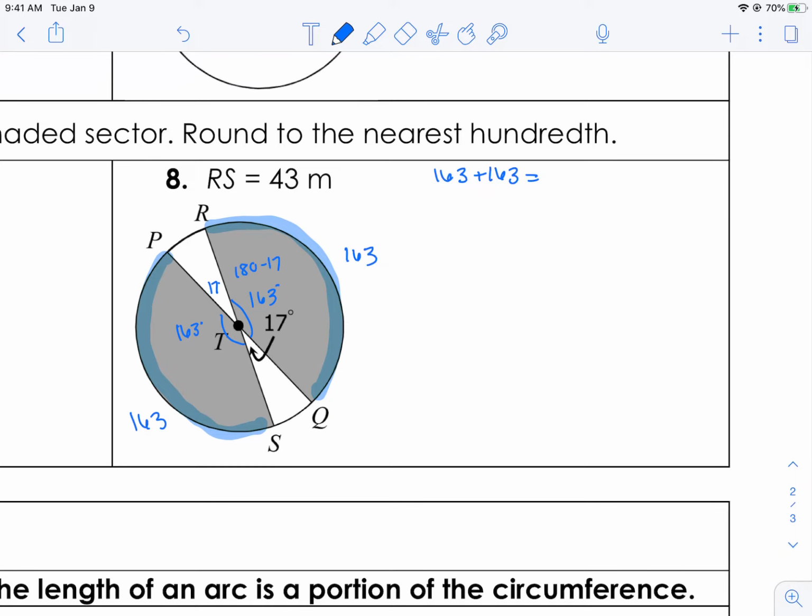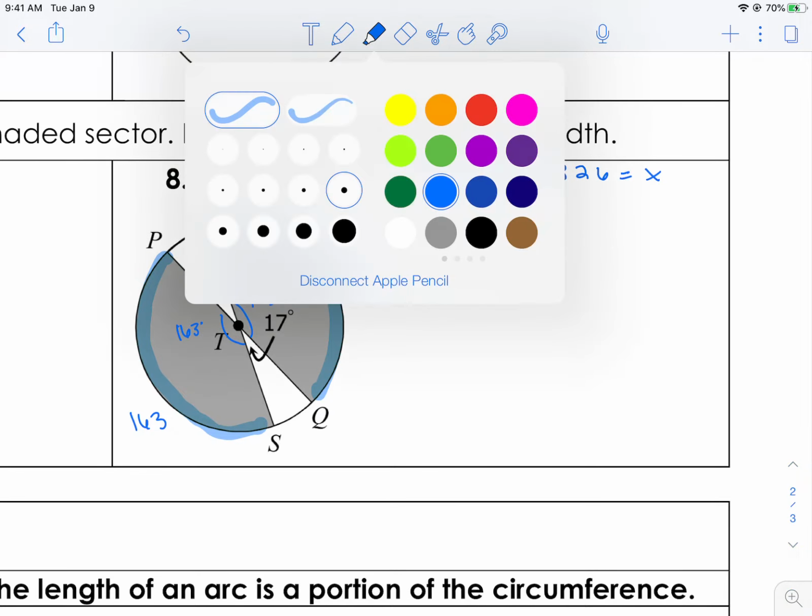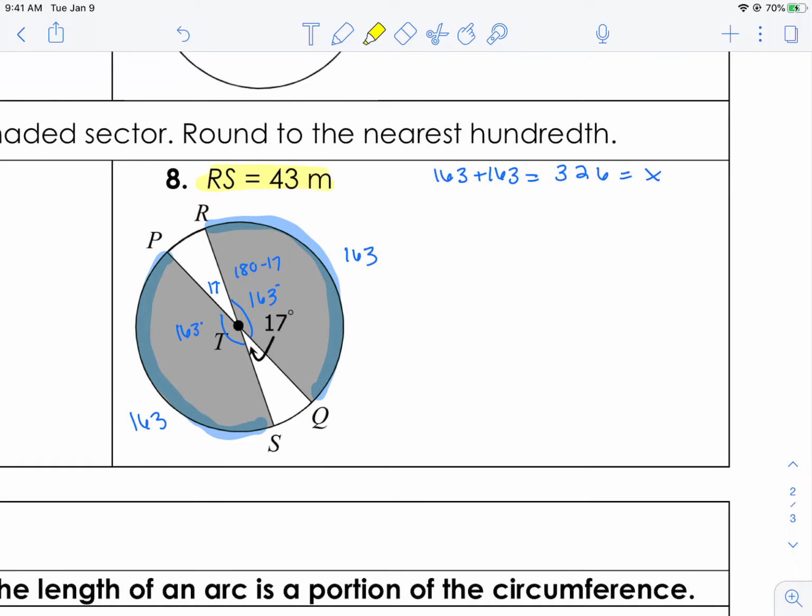And this is what I'm going to be using for x. So that's going to be 326. That's going to be my x. RS, so y'all got to be a little careful because they try to trick you. RS is 43, that is that entire thing. So that means my radius is half of that. So that's going to be 21.5.